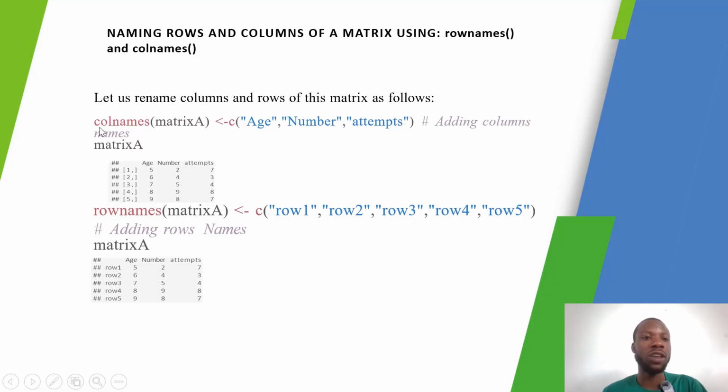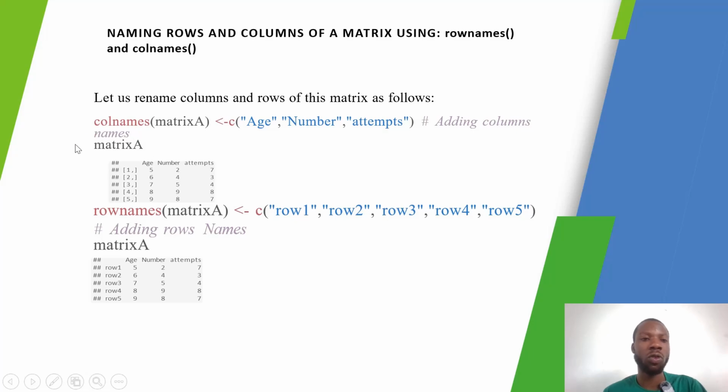It will depend. If I say colnames, as I told you, the columns represent the variables, in a vertical way. The vertical way is the variables that we are talking about, like age, attempt, the numbers. Column number 1, column number 2, column number 3. But if we are talking about rows, row number 1, row number 2, row number 3, row number 4, row number 5. The row is the horizontal way, and the column is the vertical way.